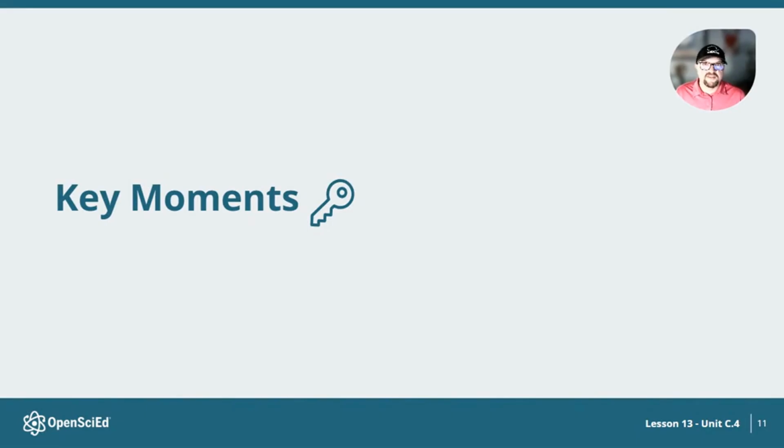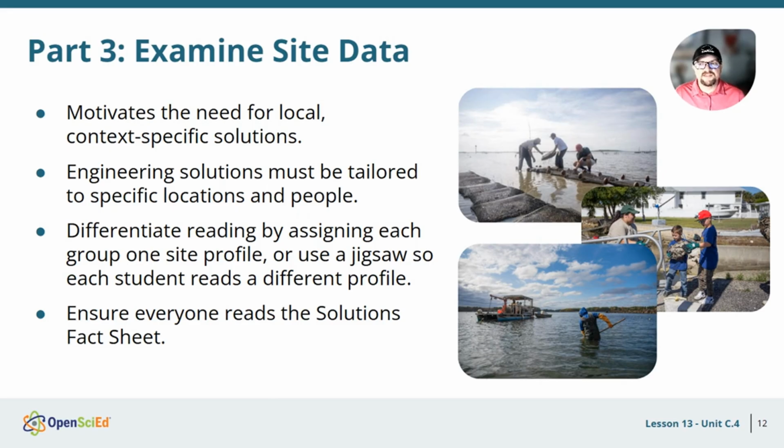Now let's transition to the key instructional moments of Lesson 13, which begins in Part 3, where students are organized into small groups, reading one of 3 localized site profiles: a commercial family aquaculture operation, the Swinomish tribal community in the Puget Sound, or the Chesapeake Bay oyster farmers, all alongside a shared solutions fact sheet. Students will be highlighting local water volumes, depth, baseline pH levels, and community priorities on their handouts.